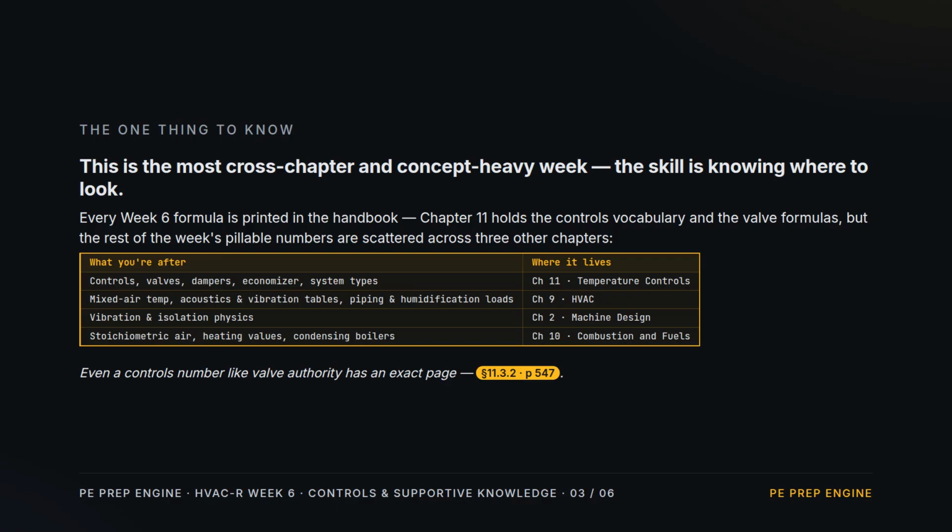Here's the one thing to know. This is the most cross-chapter and the most concept-heavy week of the course. Chapter 11 gives you the vocabulary and the diagrams, but the numbers you'll actually plug in are scattered. The HVAC chapter for mixed air temperature, acoustics, piping, and humidification. Machine design for the isolation physics, and combustion and fuels for stoichiometric air and heating values. Everything's printed. The skill is knowing which chapter to open, so watch the yellow pill.